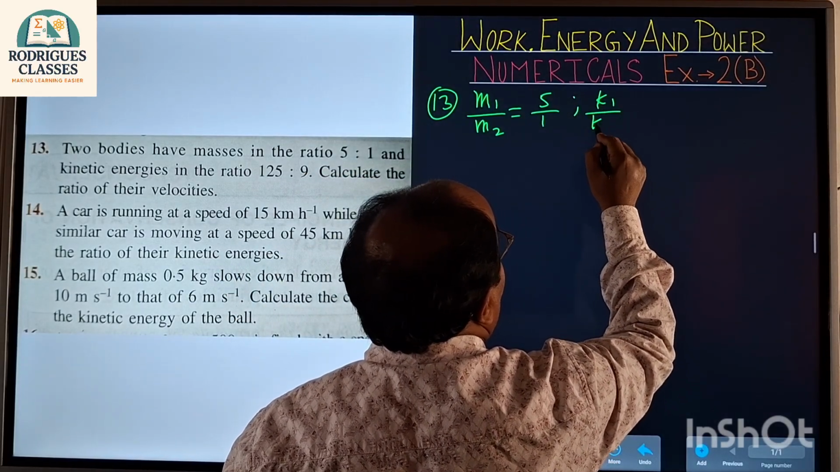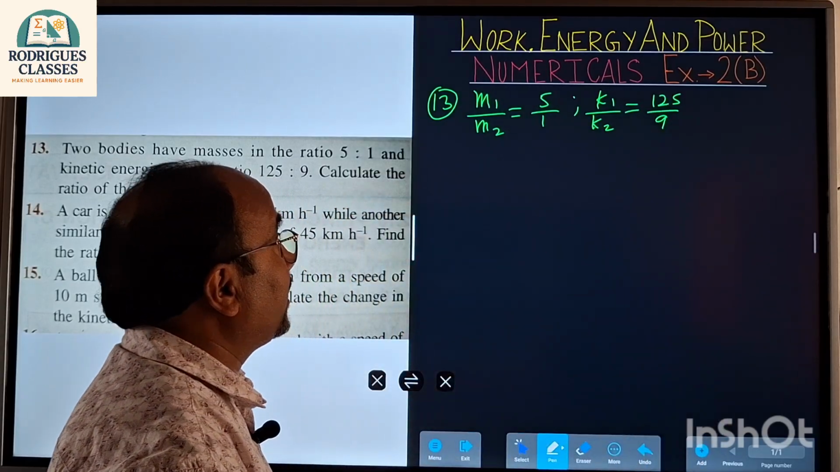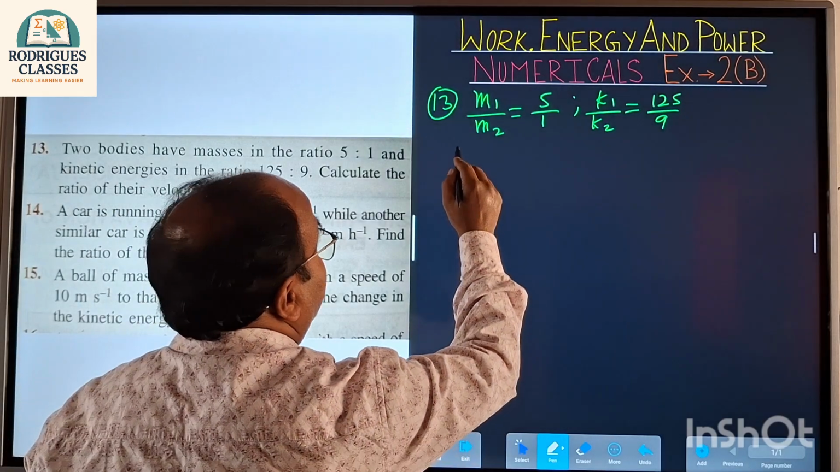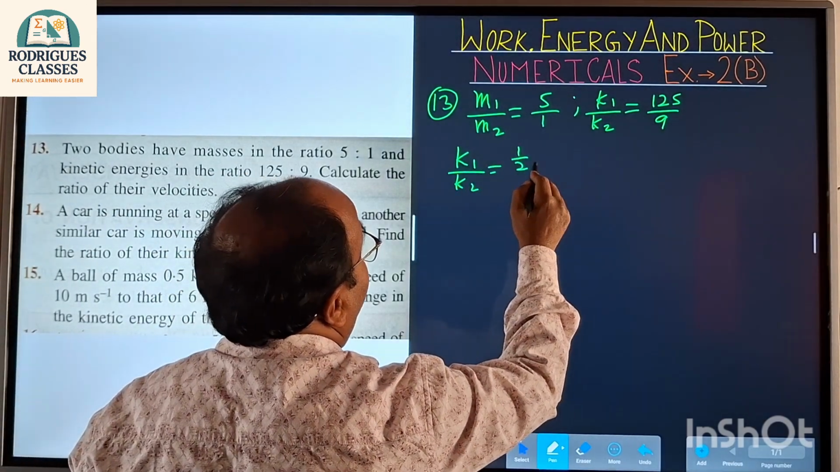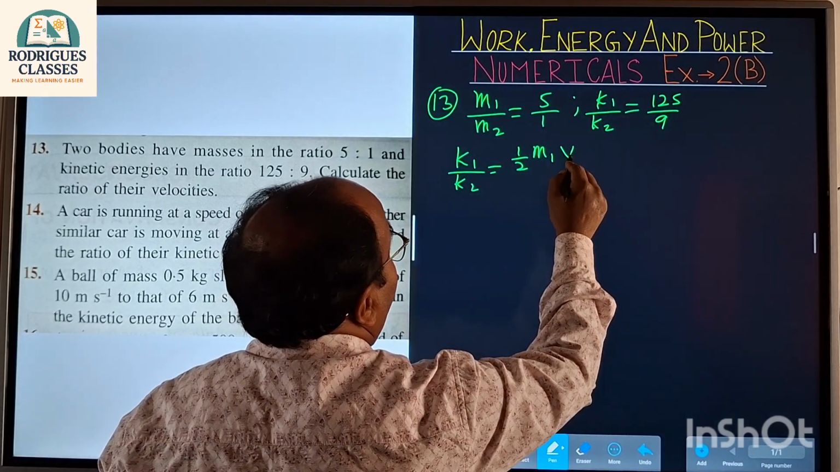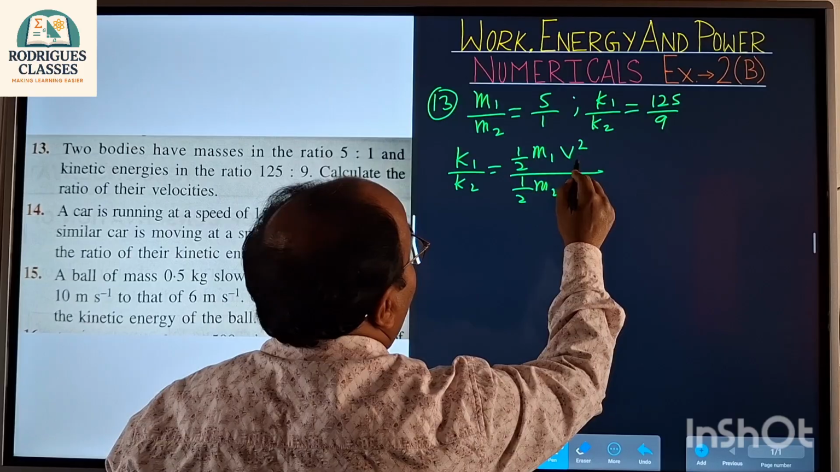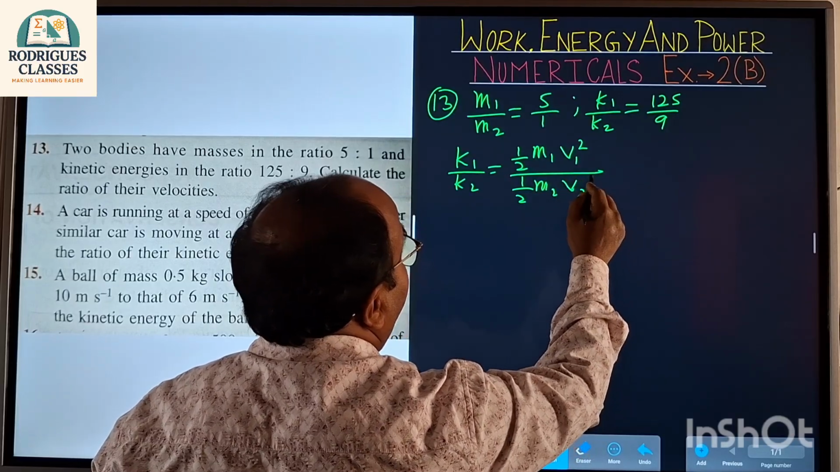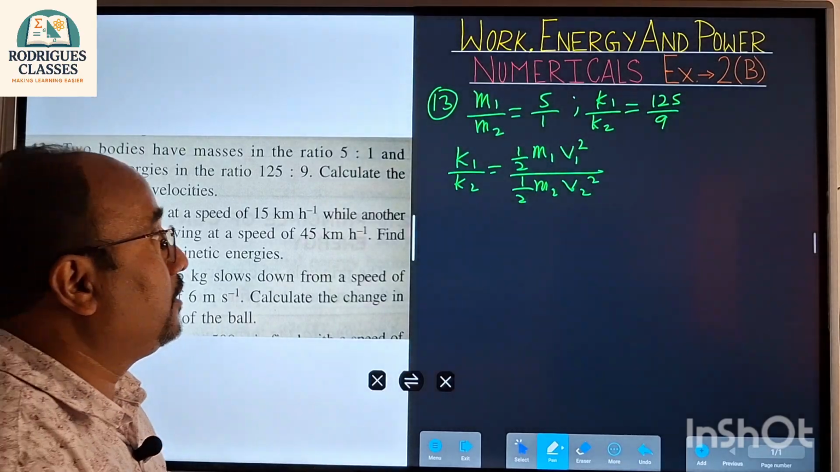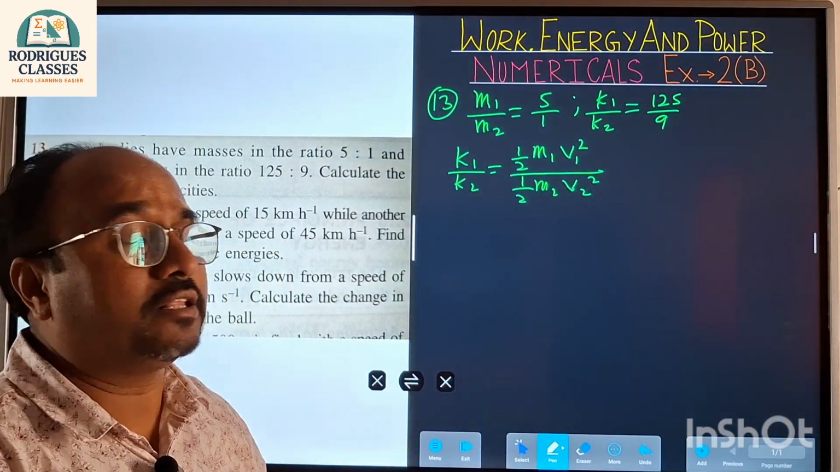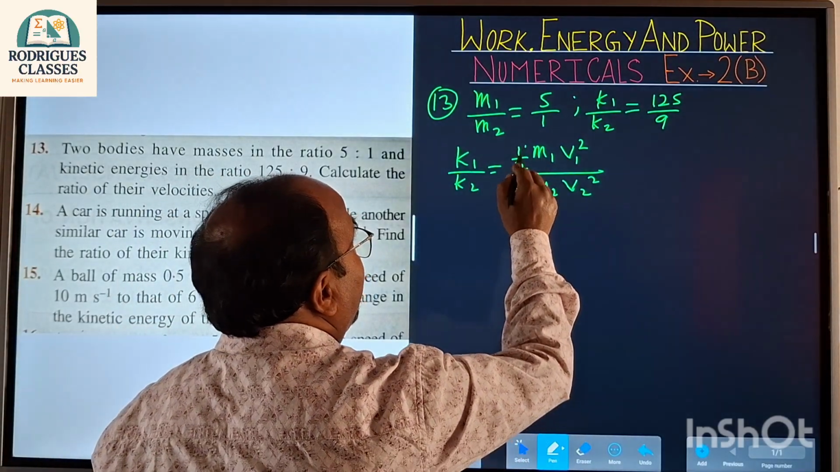So K1 by K2 is equal to 125 by 9. This I will write, and now I will write the formula. K1 by K2 is equal to half m1 v1 square by half m2 v2 square. So here v1 and v2 have to be written because we have to find the ratio of velocities. None of the physical quantities are remaining the same, so we have given subscripts to all of them. So I can get rid of half and half here.